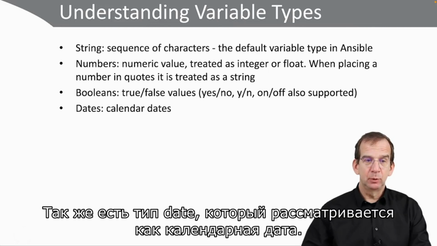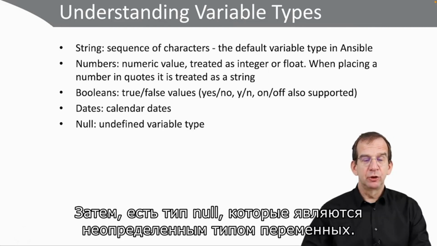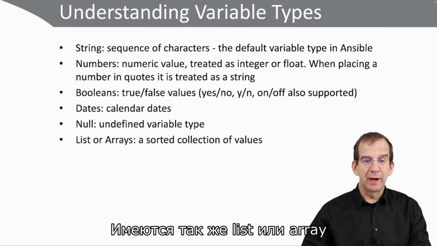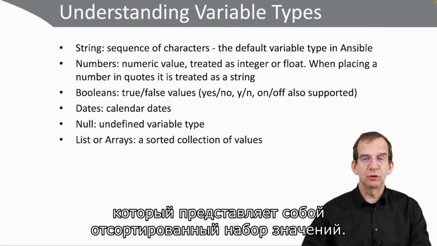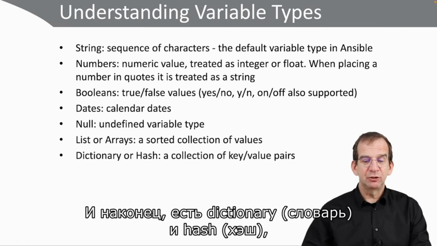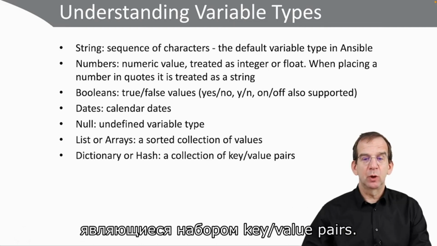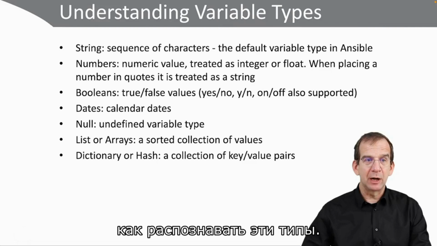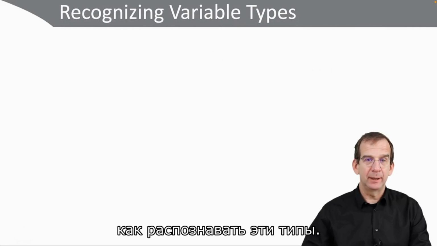There's the date type, which refers to a calendar date. There's a null type, which is an undefined variable type. And there's the list or the array, which is a sorted collection of values. And there's a dictionary or the hash, which is a collection of key value pairs. We have seen most of them before, but let's talk about how to recognize these variable types anyway.